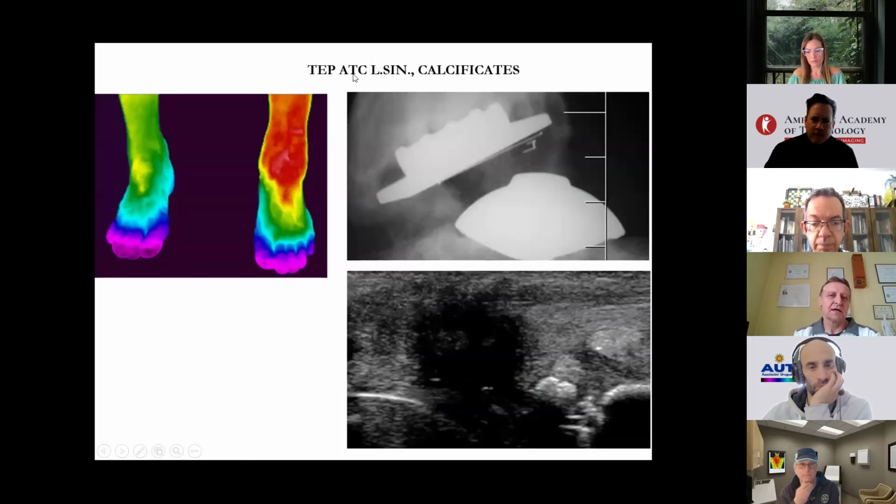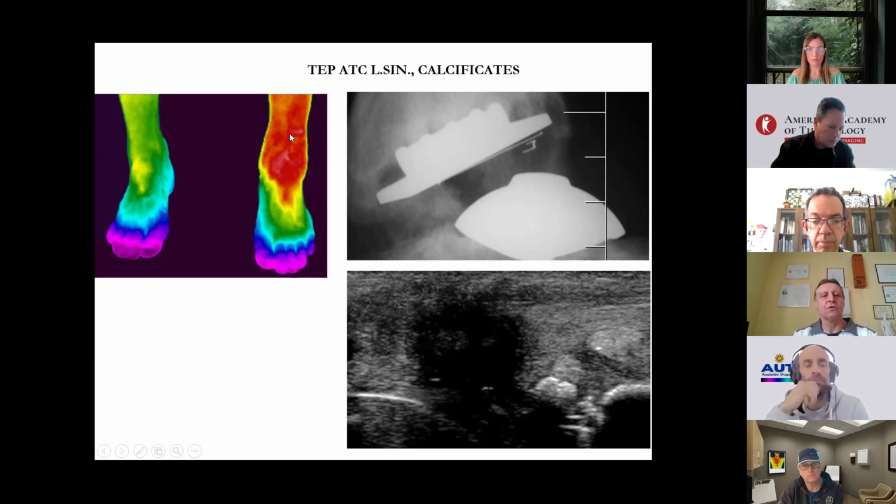Total endoprosthesis, articulatio talocruralis lateri sinistri. The total endoprosthesis we can see on X-ray, but it seems like it should be normal. But in sonography, we can see calcificates and a huge amount of filling in the anterior recessus. As a consequence of that, we can see on thermography increased temperature activity in the anterior part of articulatio talocruralis, which is the complication of the total endoprosthesis.